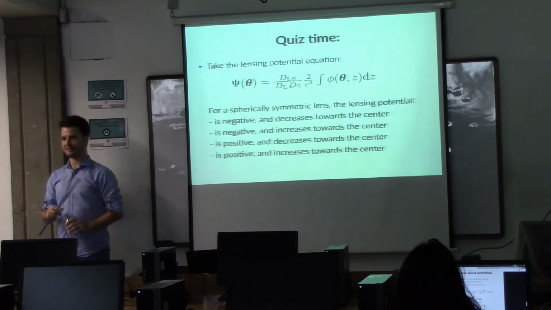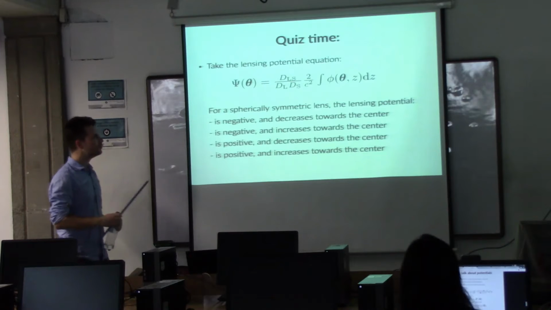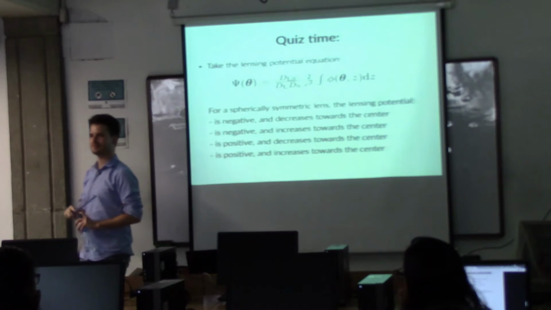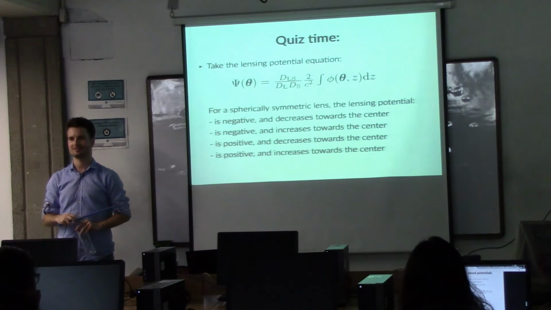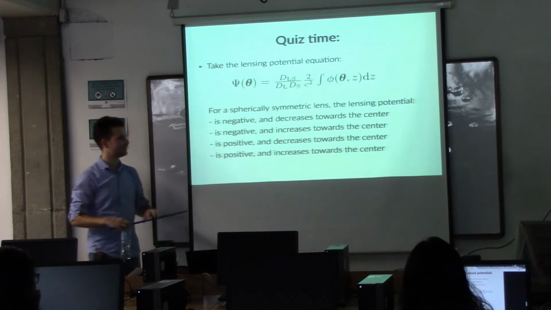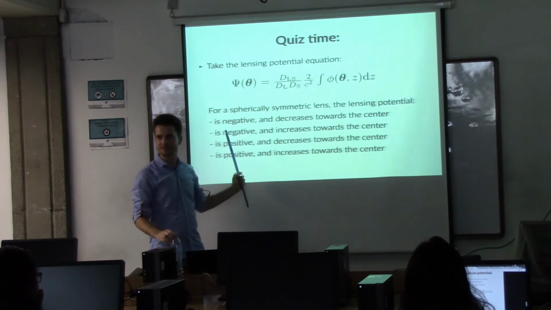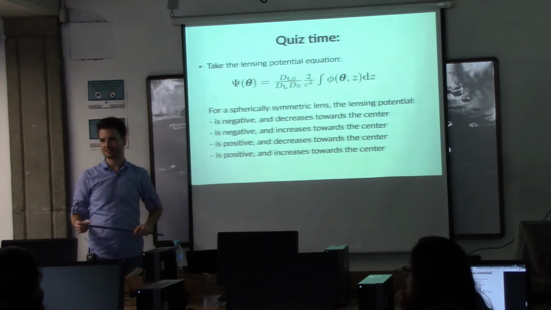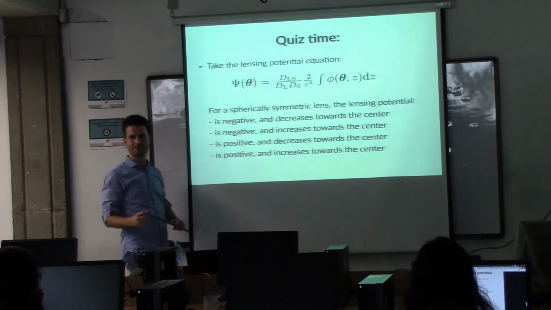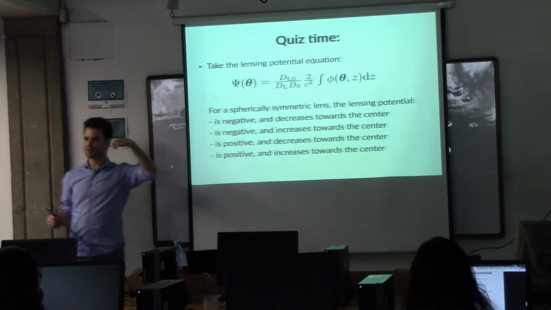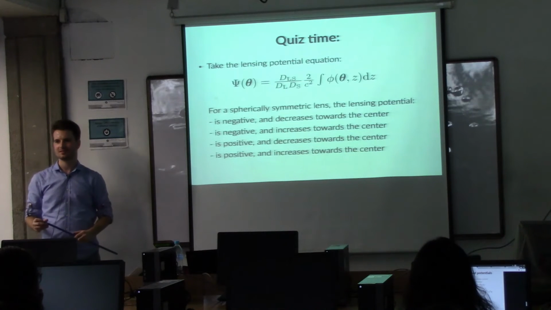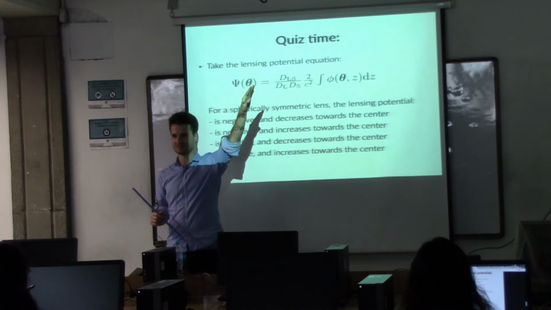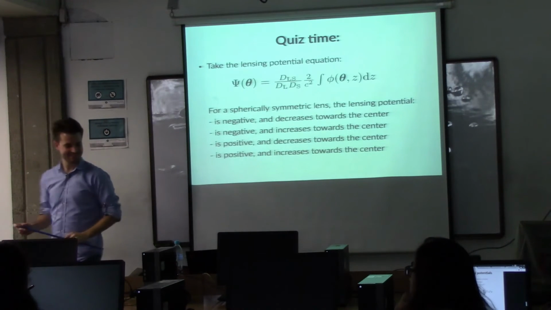Okay, I'll do a show of hands. Who thinks it's going to be negative and decrease towards the center of the lens? Anyone who thinks it's going to be always negative and increase towards the center of the lens? Okay, two people. Positive and go down towards the center of the lens? Good. And positive and go up towards the center of the lens? Good. Okay.